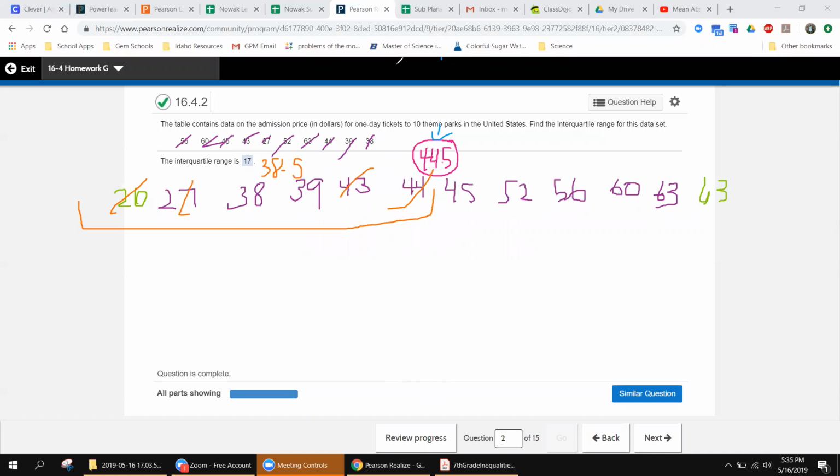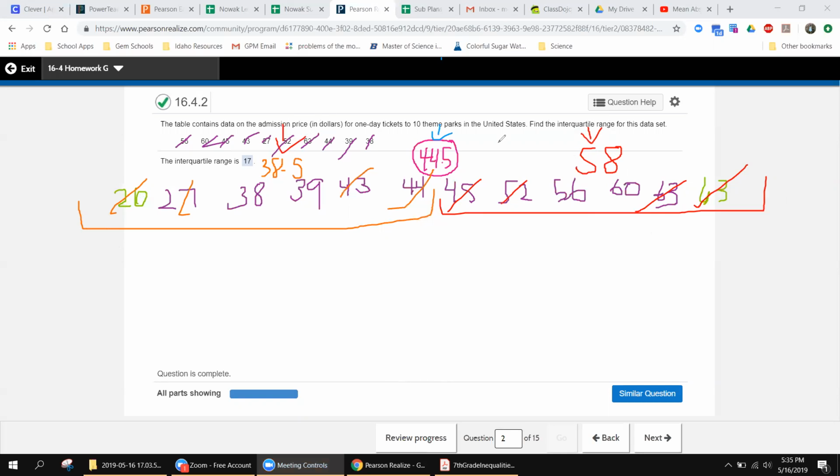And I have to do the same thing with my upper half. Let's make it red over here. Find my middle 2 values, which is going to be 56 and 60. I know when I add those up and divide by 2, that's going to give me 58. So if I were to have these 2 extra data points and I had to average to find the interquartile range, that is totally fine. Just make sure you're subtracting your third quartile, or the middle of the upper half, minus your first quartile, or the middle of the lower half.